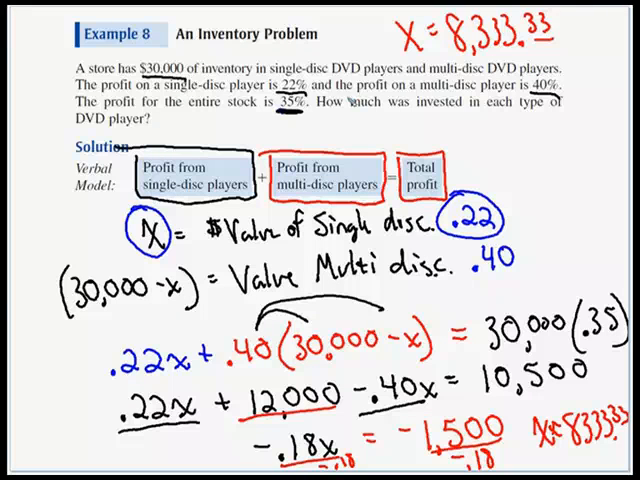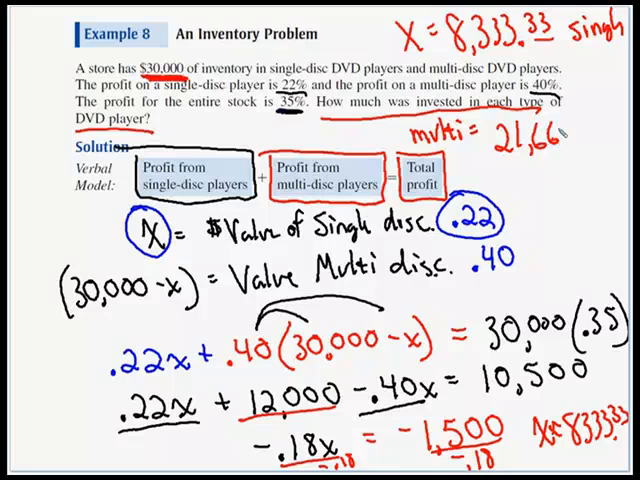No, it asked how much was invested in each type of DVD player. Well, remember, X was our single disc players. So we have $8,333 in single disc players. And then to find the multi-disc players, we subtract that from 30 grand. Remember, there's 30 grand total in the warehouse. 30 grand minus that would be our multi-disc, or $21,666.67. And again, those are both going to add up to 30 grand.